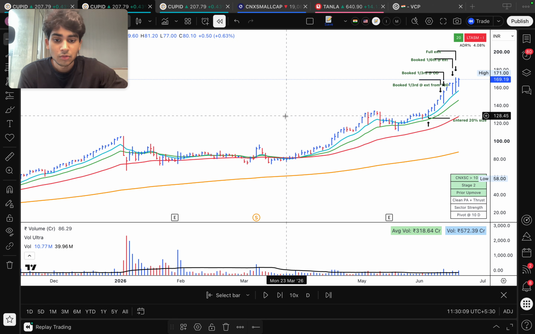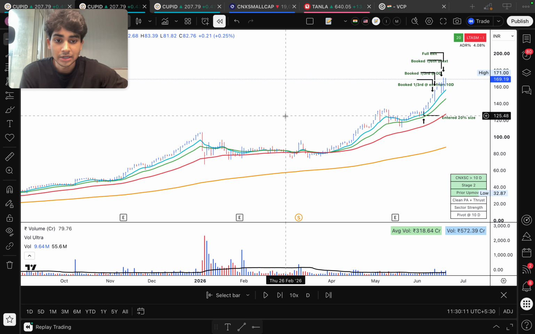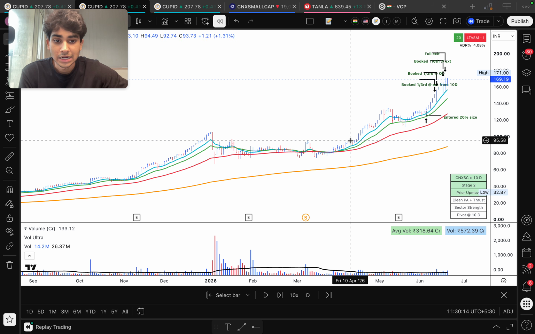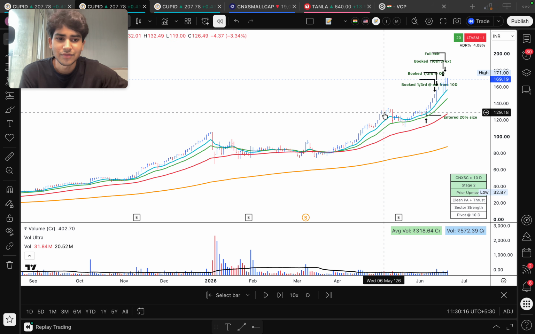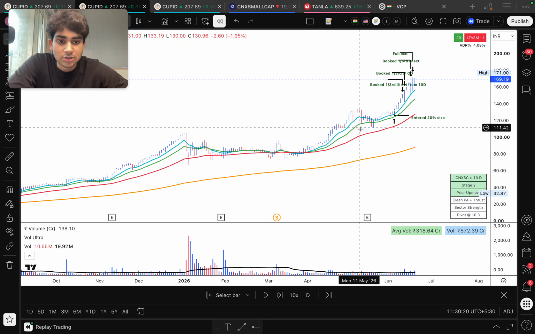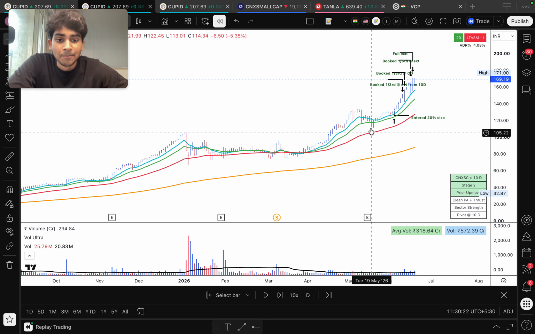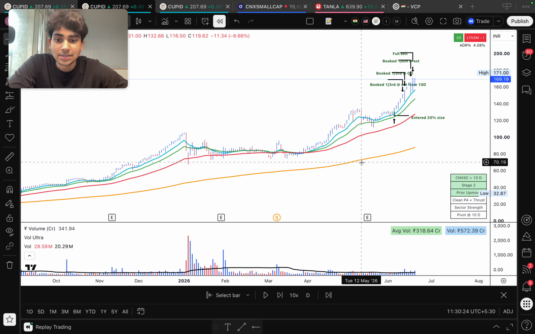All right. Now, the first thing that I want you guys to notice is that Cupid, after I traded it all the way from 94 to around 125, 130 rupees, after that has gone on and made a consolidation to the right hand side. Now, this is exactly what I like to see in stocks, right?